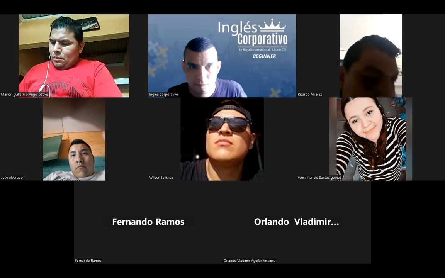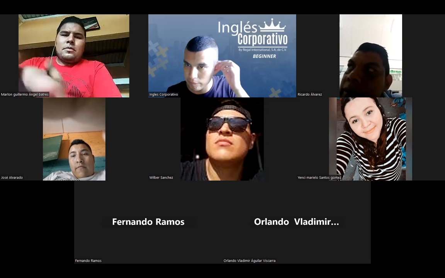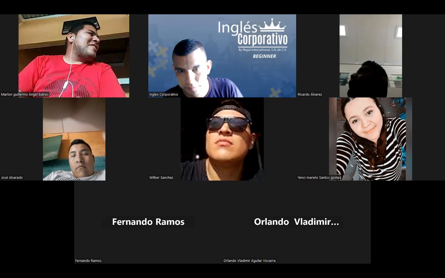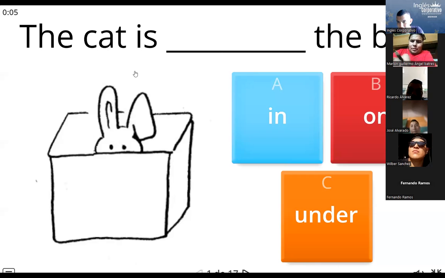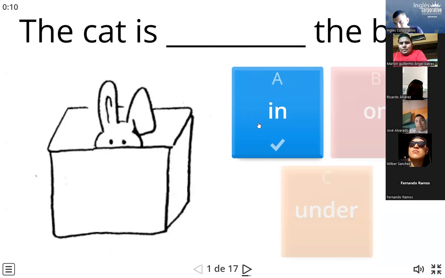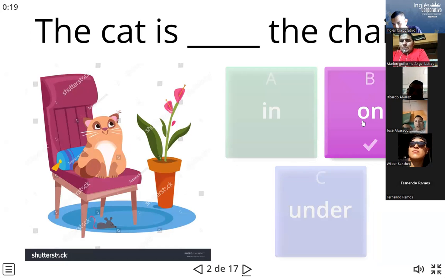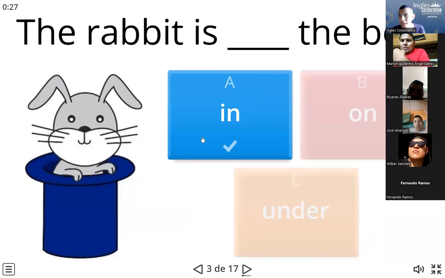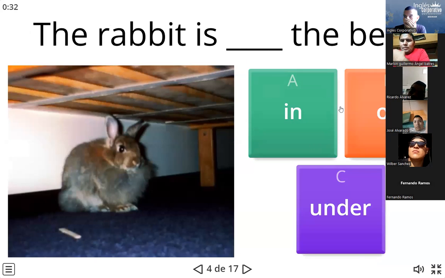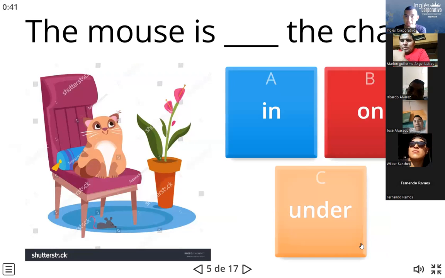Un segundo. For example, the cat is in the box. The cat is on the chair. The rabbit is under the bed. The mouse is under the chair, very good.